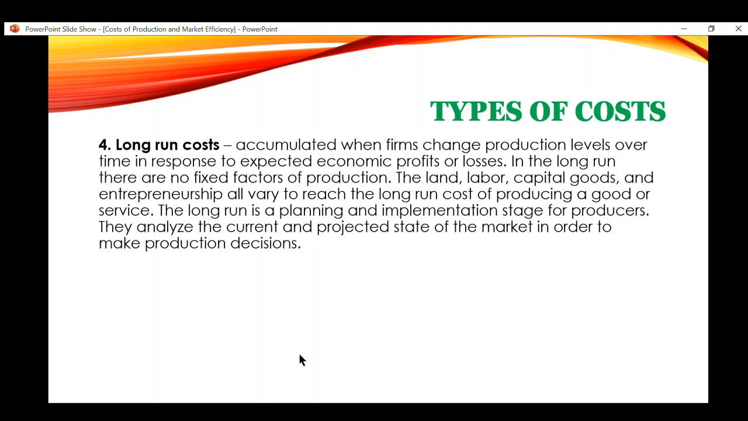We also have the long run costs. So these are the costs that we accumulate when firms change production levels over time in response to expected economic profits or losses. So the land, labor, capital goods, and entrepreneurship all vary to reach the long run cost of producing a good or service.